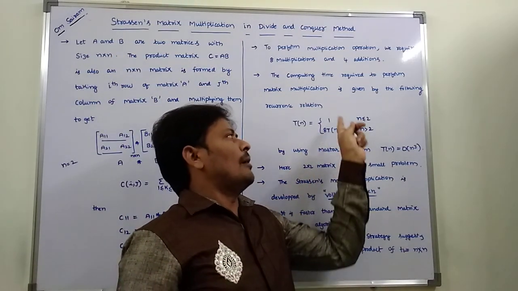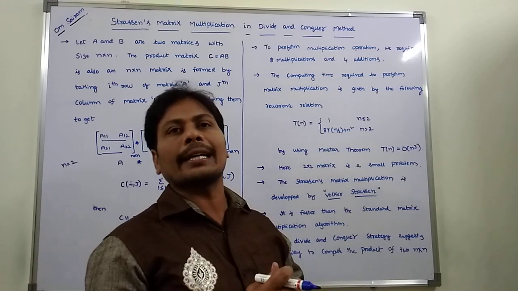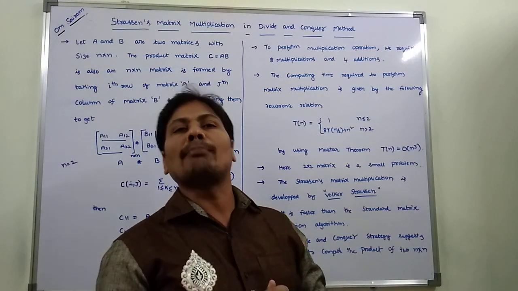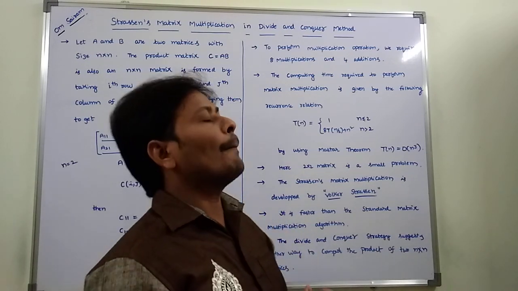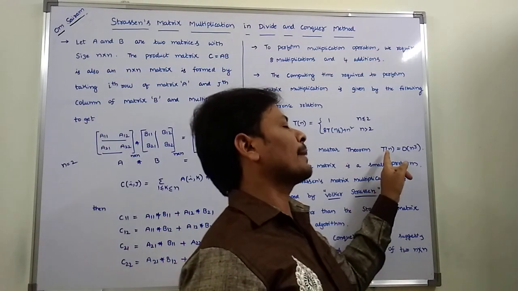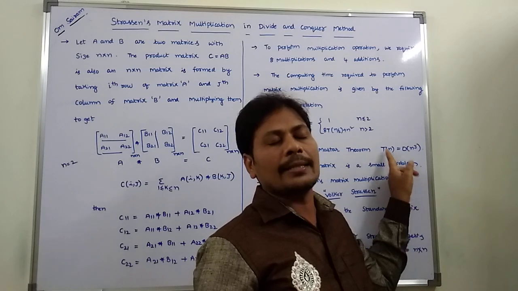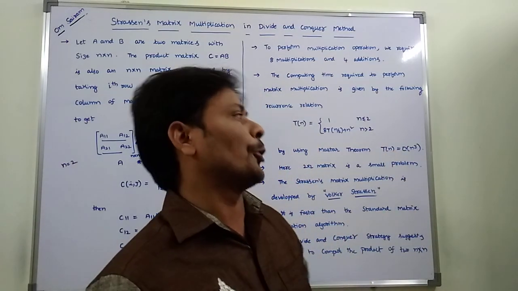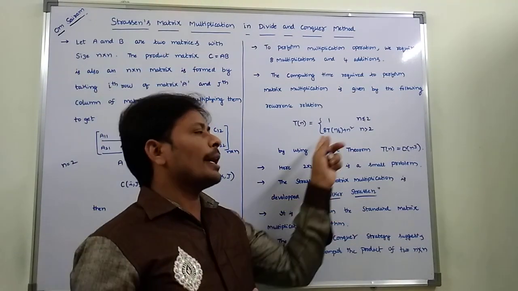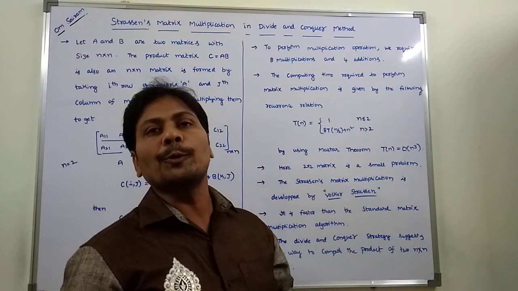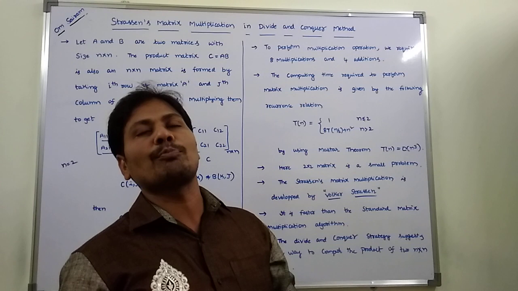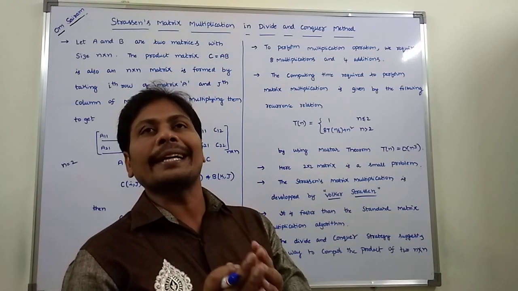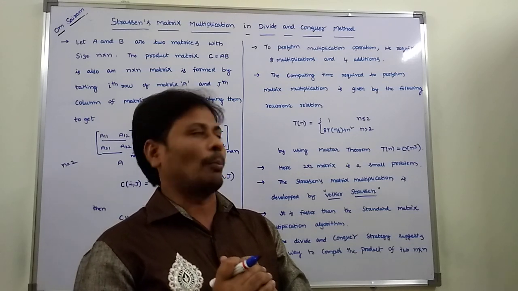By calculating this recurrence relation using the substitution method or master method, the time complexity for matrix multiplication is T(n) = O(n^3). Here we have to take only a 2 by 2 matrix. That is a small problem, so that 2 by 2 matrix can be treated as a small problem.